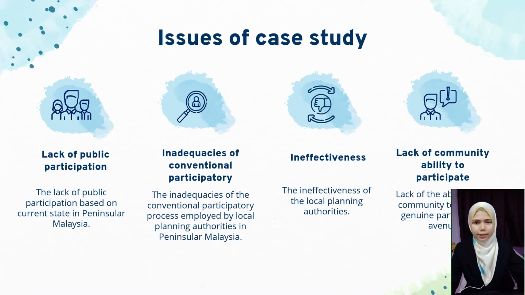Some issues that I found from the previous study, which has four issues in the case study, are: lack of public participation; inadequacy of conventional participatory processes, because most of the local planning authorities in Malaysia use the conventional participatory process; the ineffectiveness of local planning authorities in Malaysia; and lastly, the community's lack of ability to participate, because they don't know how to access the participation avenue, and something being wrong with the information.